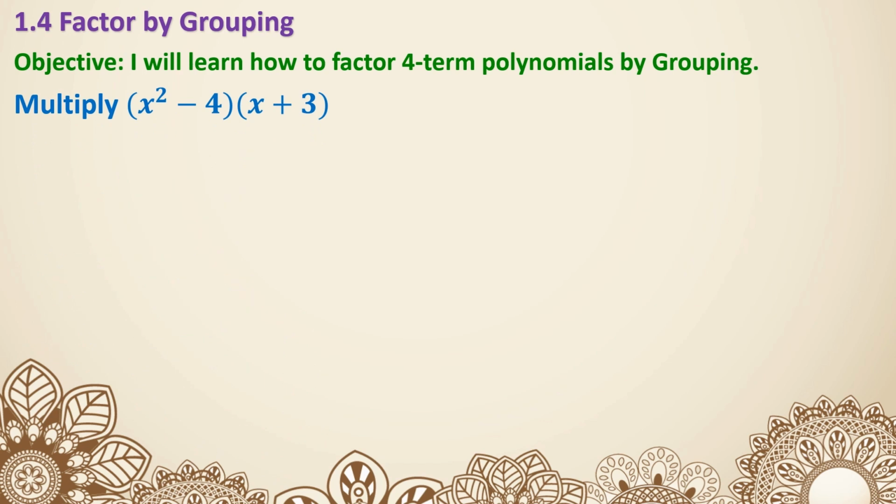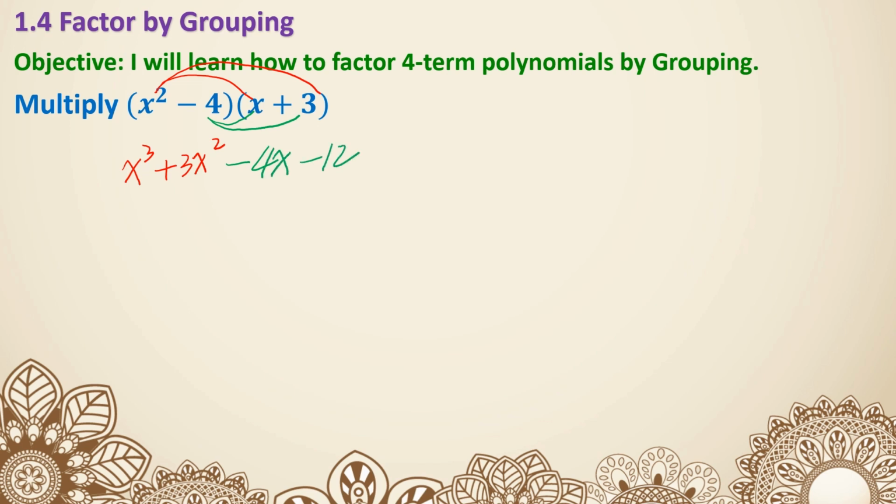Let's multiply these. You can either use the line method or you can use the box method. I'm actually going to use the line to connect them, so it's just easier for me to get to the next step. So first thing, you're going to multiply the x squared with the x and the 3 in the second parentheses. You get x cubed and then plus 3x squared. And then you're going to multiply the negative 4 with the x and with the 3. So you're going to get a minus 4x and a minus 12.